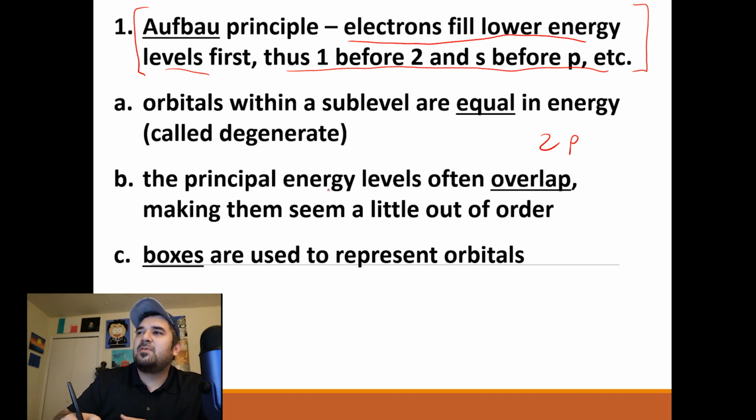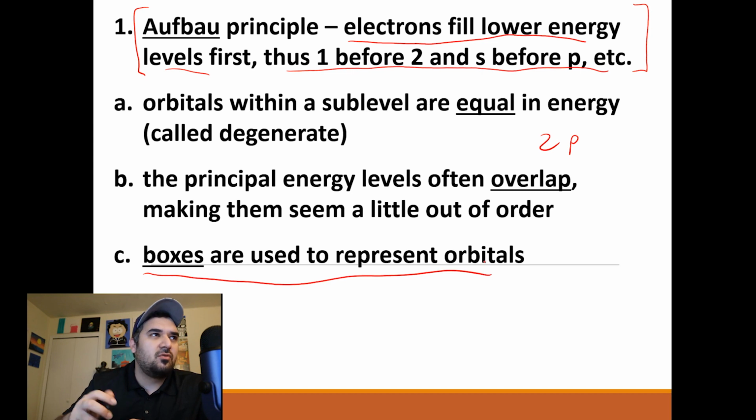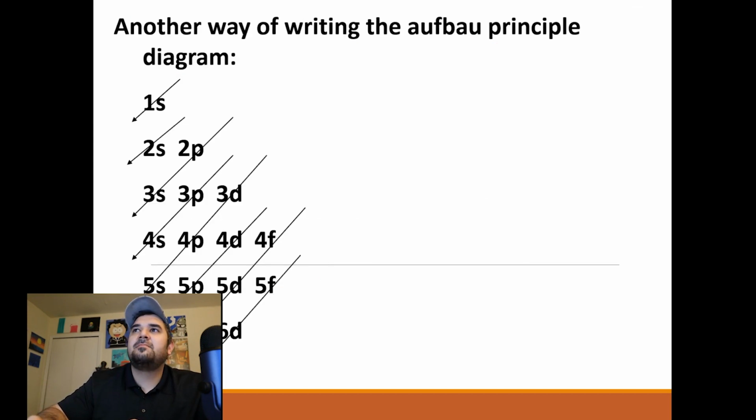All right, so next, the principal energy levels often overlap. Don't worry about that one. And then next, we have boxes are used to represent orbitals. So I'm about to show you what that means and how boxes represent orbitals.